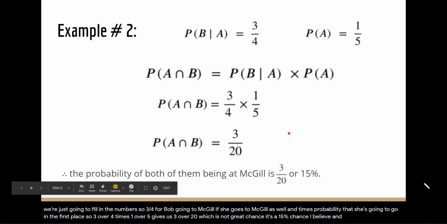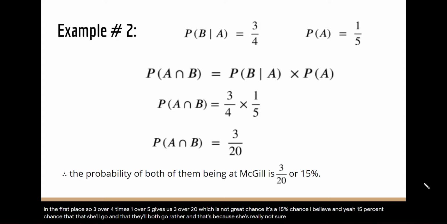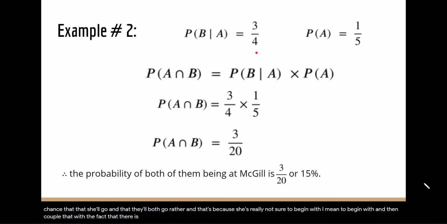And a 15% chance that they'll both go, and that's because she's really not sure to begin with. I mean, there's only a 20% chance she's going to go to begin with, and then couple that with the fact that there's only a 75%, I say only, but there's a 75% chance that he'll go if she goes. So it drops her percent from 20 down to 15, which, if you really think about it, makes sense. 75% of 20 is 15.